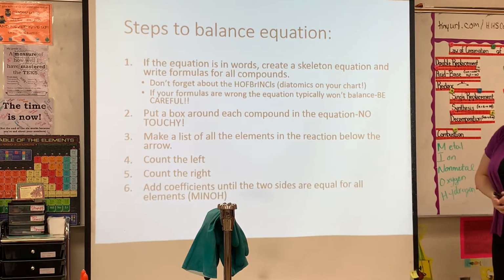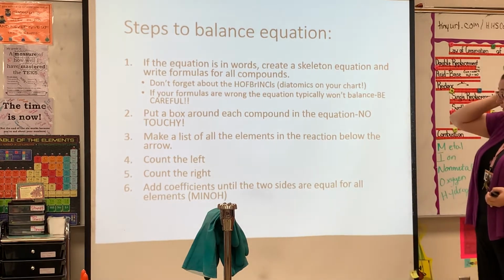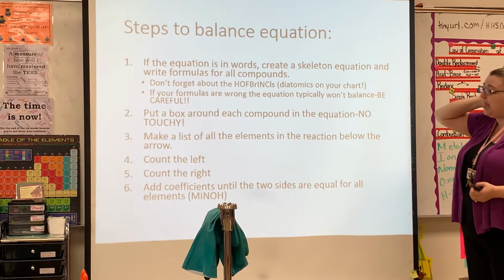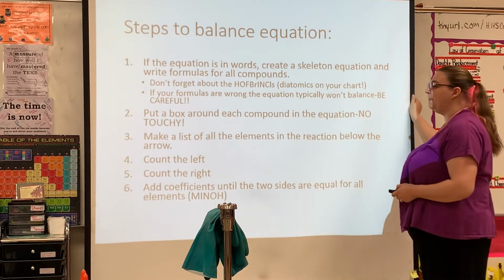And then the last step is to add coefficients. These are multipliers until the 2 sides of the equation are equal for all the elements. And I use MENO for this. MENO stands for metal, ion, non-metal, oxygen, hydrogen. I'll explain how that works when we do the problems.